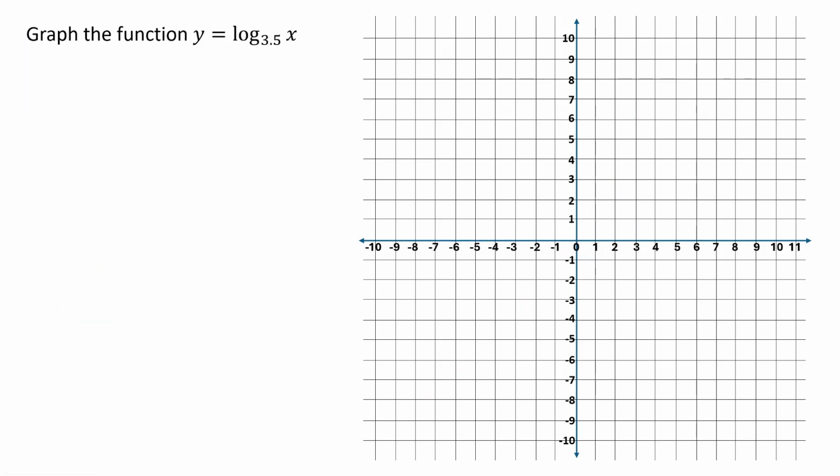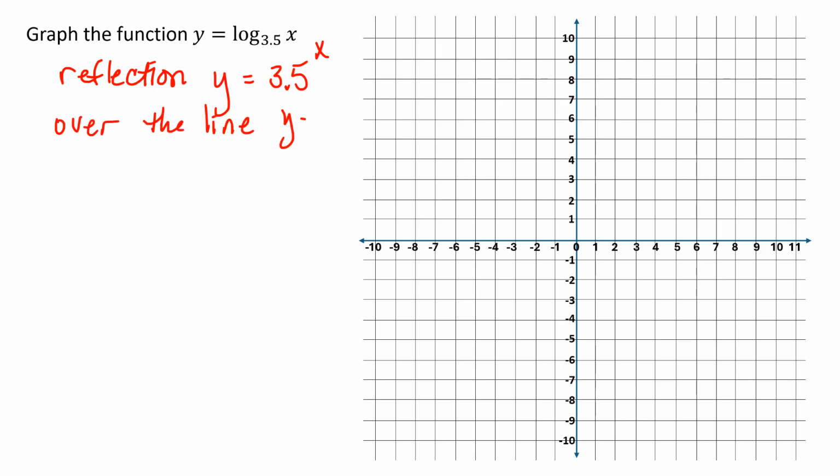This one's going to look just like log base 2. It'll be the reflection of y equals 3.5 to the x over the line y equals x. That's one way you can think about it. And also you could just graph it, pick a couple of points, and remember that it looks just like the graph we just did. It's going to go through the point (1, 0) instead of (0, 1).